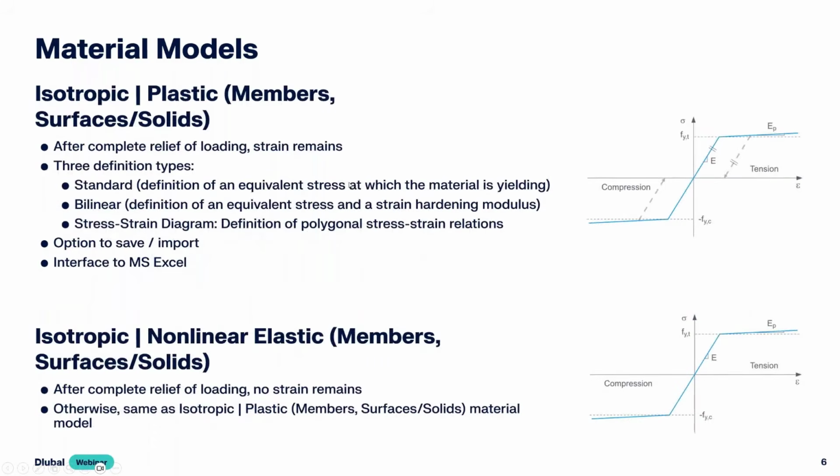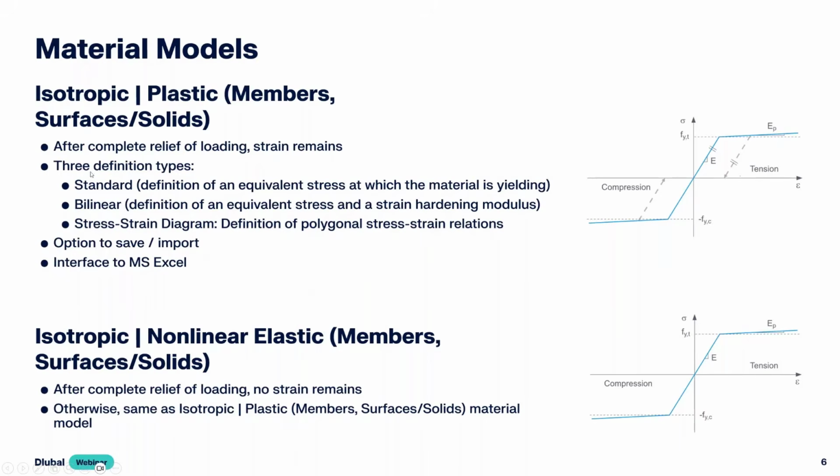Those are the first 2 nonlinear material models. There's the isotropic plastic material model. The difference to the isotropic nonlinear elastic model is that after reloading, there is a deformation remaining, and this is not the case for the nonlinear elastic material model.